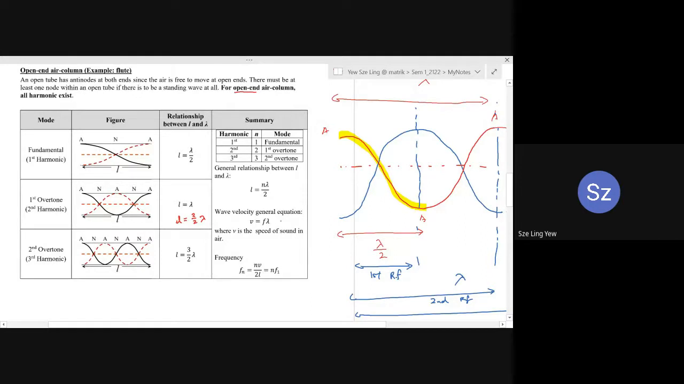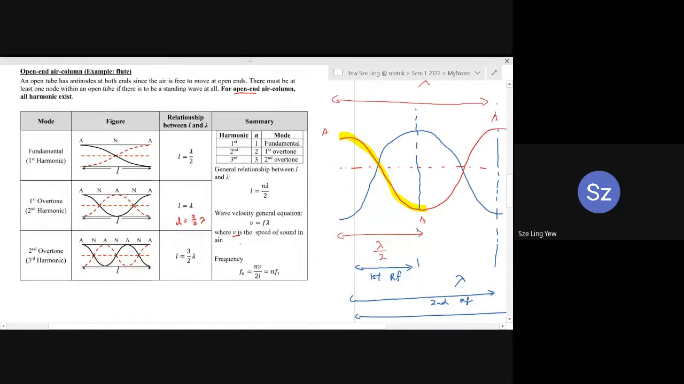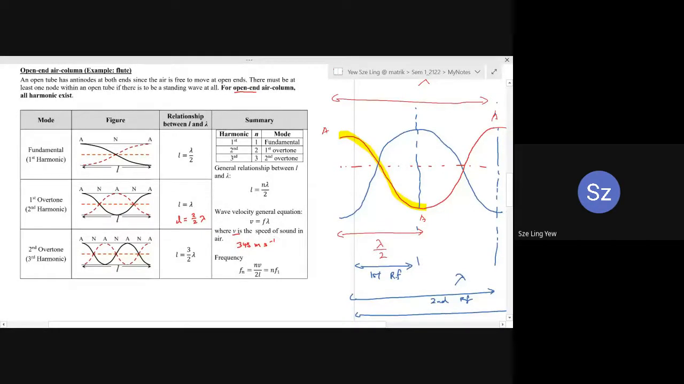So the wave velocity in a general equation is V equals f lambda, where V is now the speed of sound in air. Now, why don't I have a specific equation for air column? Because V, the speed of sound in the air, is a fixed, constant value. I think it's 343 meters per second, but it depends on books. Some books give you 344, some 345, 346. In the exam they will give you the value. Therefore, we don't have a specific equation for the velocity of sound traveling in the air.